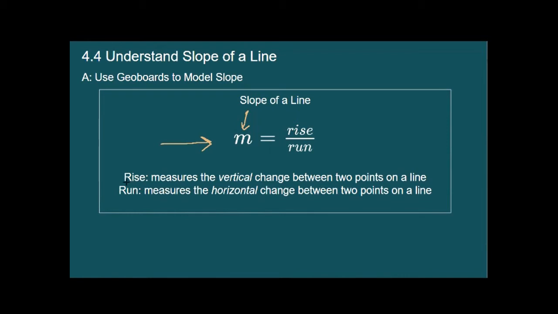The rise, think about what rise means. Rise means to go up, right? Jesus told his disciples he would rise from the dead, right? We rise and shine, get up and out of bed. So rise measures the vertical change between 2 points on the line. The vertical is the up and down, right? How much it rises. You put bread out in a warm spot to rise, to get higher. And then the run, when you run, you don't run up and down. You run horizontally. Run measures the horizontal change between 2 points on a line.